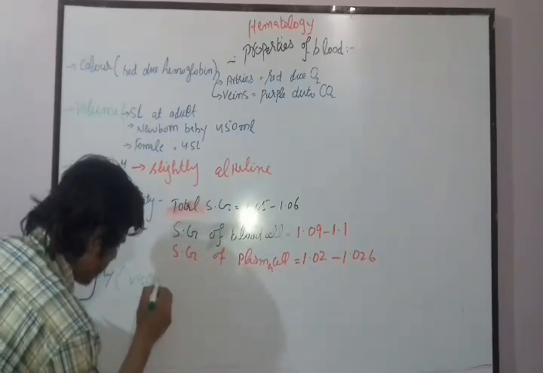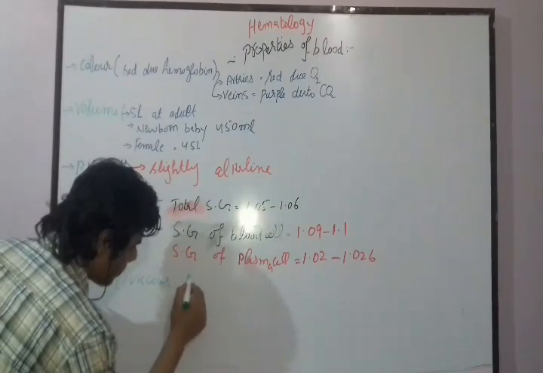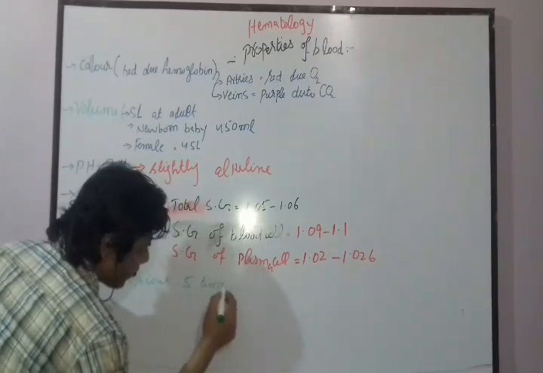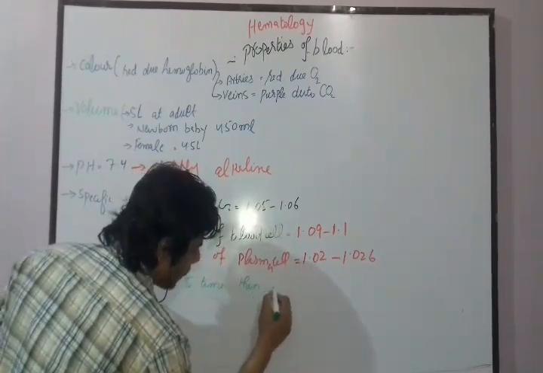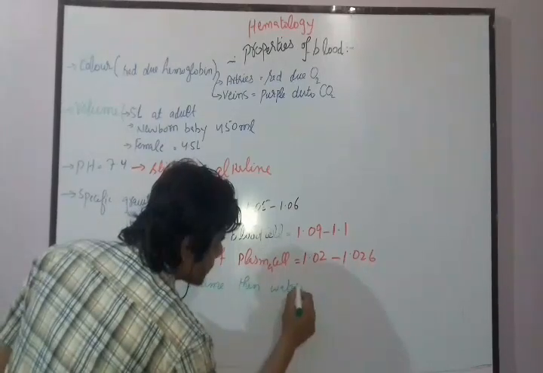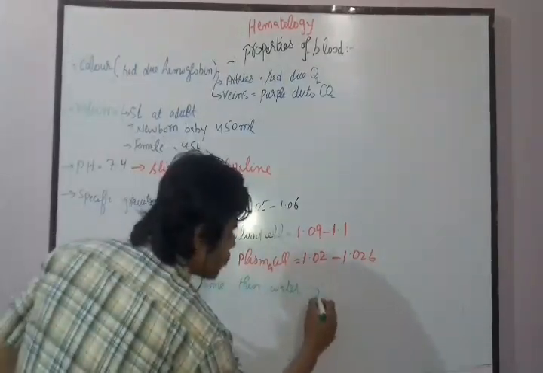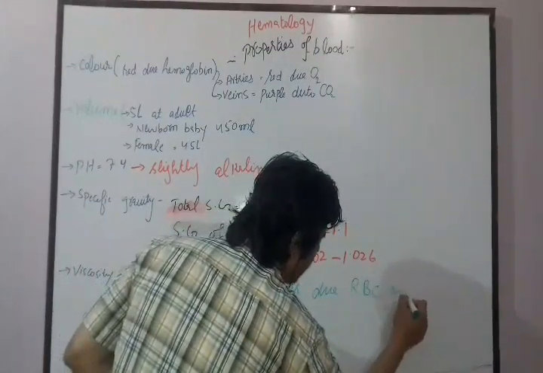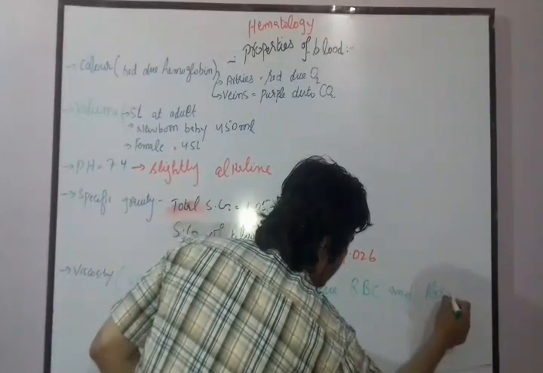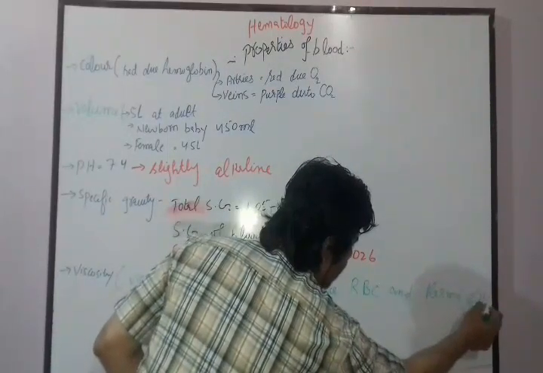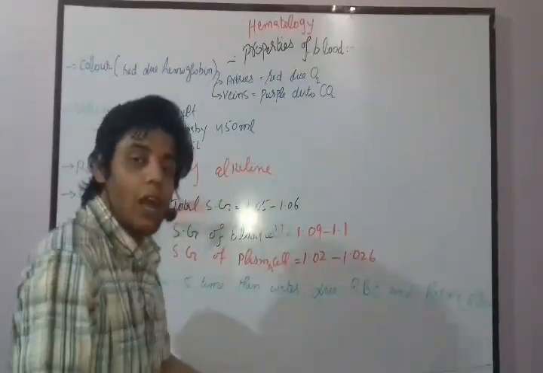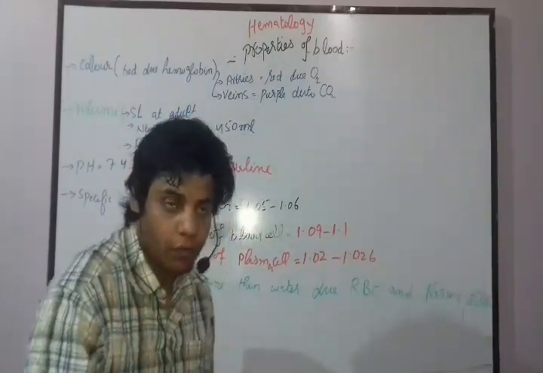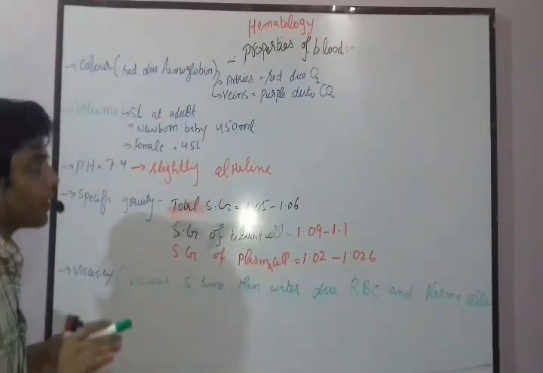It is viscous 5 times than water, due to RBC and plasma cells. So due to RBC and plasma, and also due to the composition of the blood, it is 5 times more viscous than water. So this is about the fifth property of the blood.